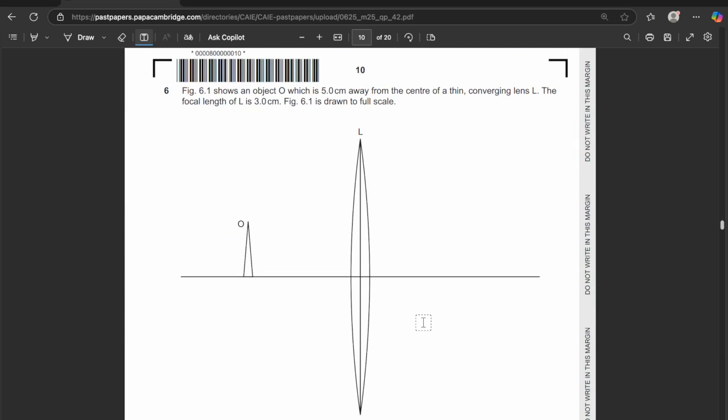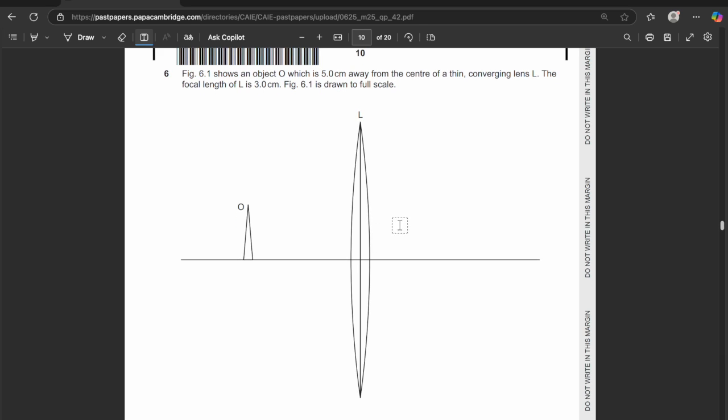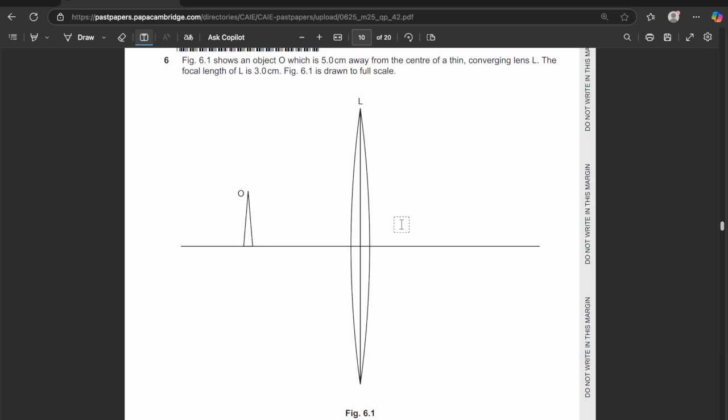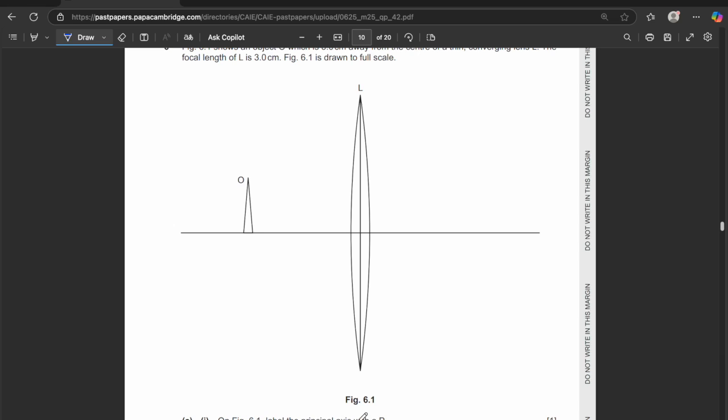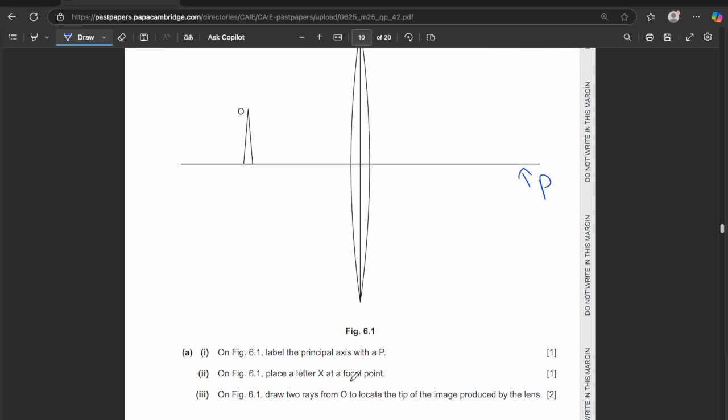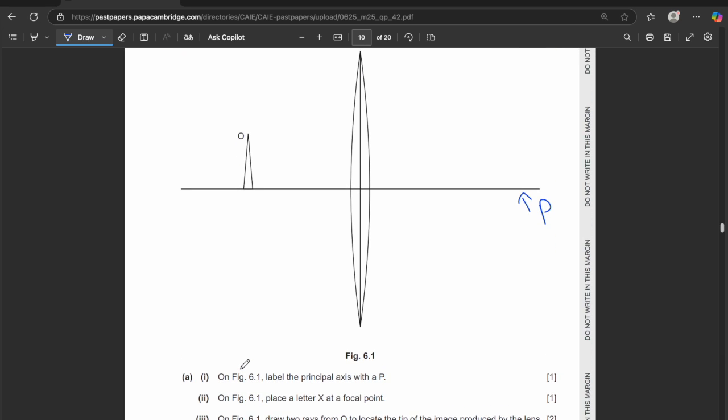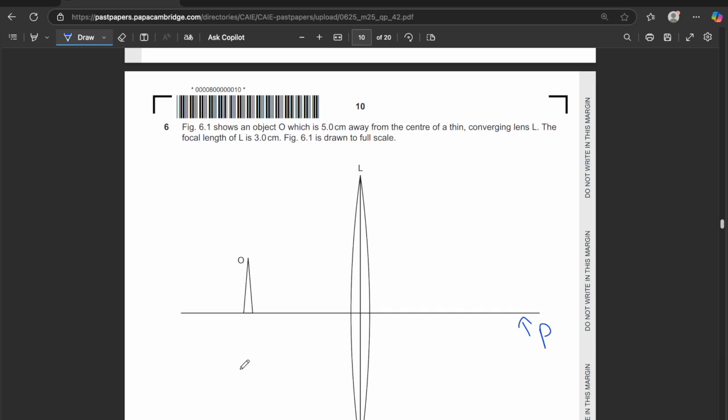Figure 6.1 shows an object O, which is 5.0 centimeters away from the center of its thin converging lens L. The focal length of L is 3.0 centimeters, and the figure is drawn to full scale. Okay, so label the principal axis with P. So this is the P. Place letter X at a focal point.